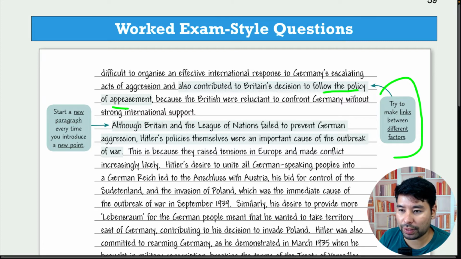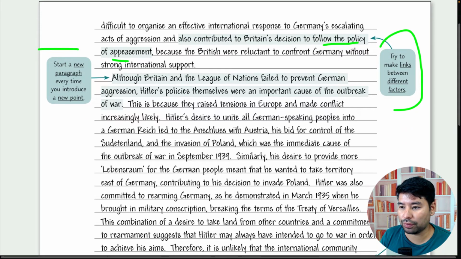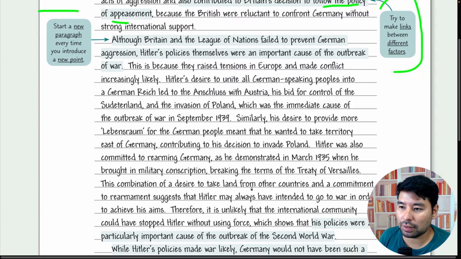So this comment here, we can see that we have started a new paragraph every time you introduce a new point. Of course, right? This is very similar to the Portuguese version of doing this. This is because they raised tensions in Europe and made conflict increasingly likely. Very likely to happen. There was a high percentage of chance that something happened. This is likely. Hitler's desires to unite all German-speaking peoples into a German Reich led to the Anschluss with Austria, his bid for control of the Sudetenland.